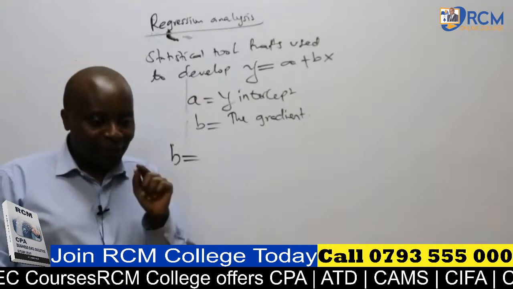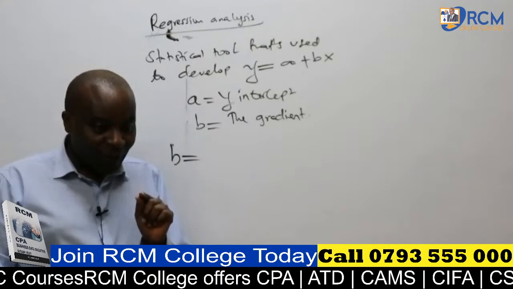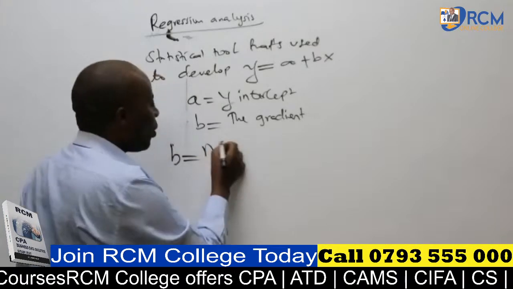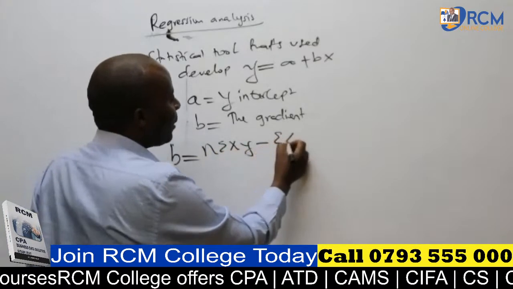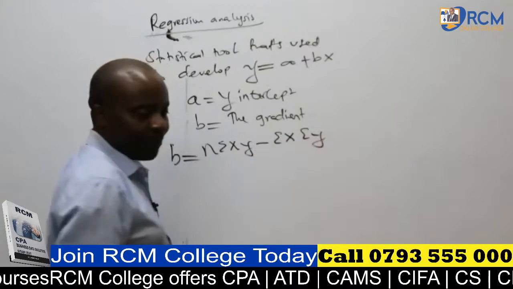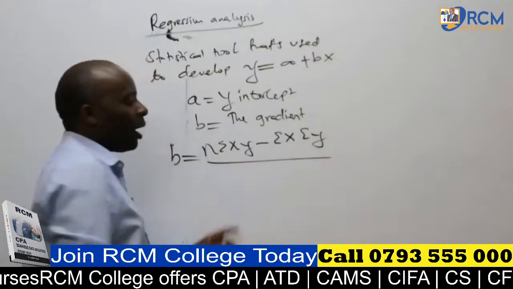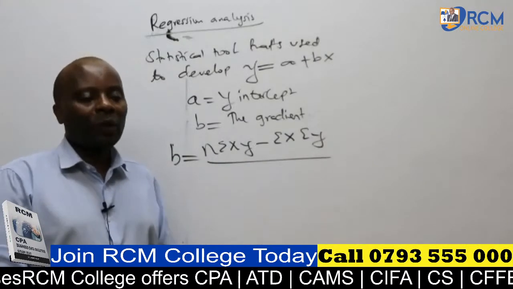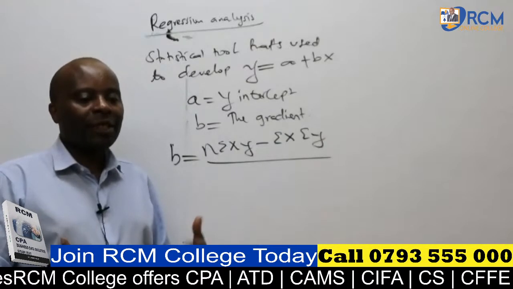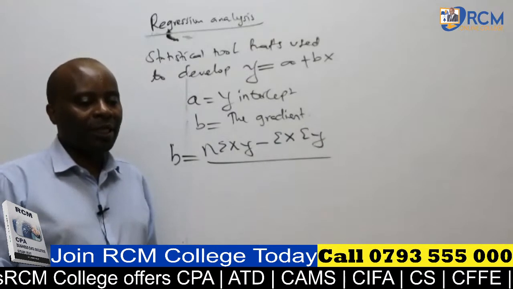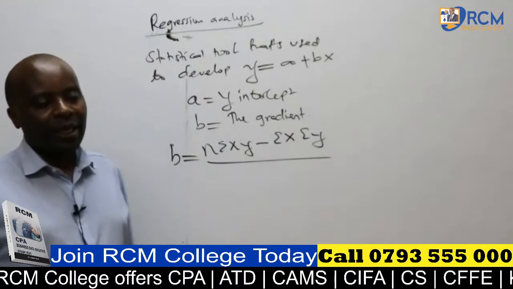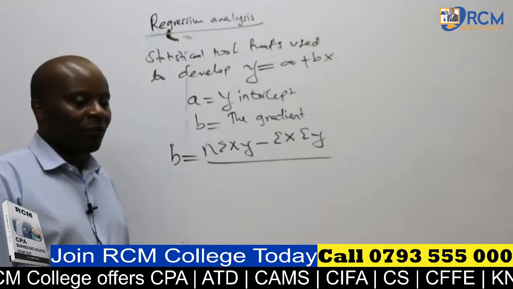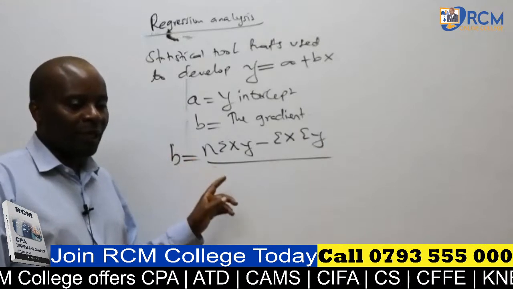So very good. I can see in this case here, somebody who is very creative has said b equals n summation of xy minus summation of x, summation of y, all over, how about the denominator? Creativity is important. So this is the formula of getting the numerator of b.